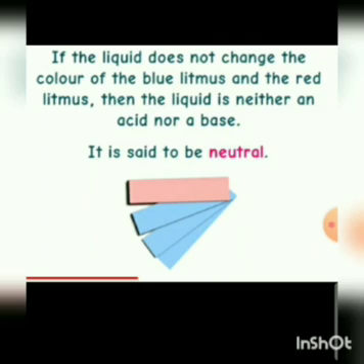So if the liquid does not change its color with the blue litmus paper or the red litmus paper, what is that? It is said to be neutral because there is no change.